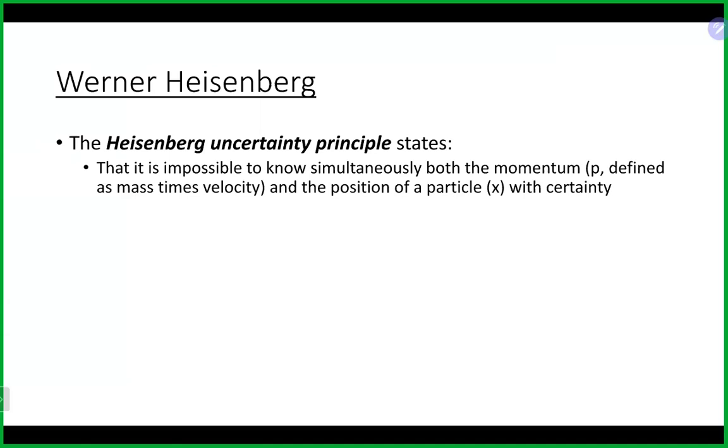The next major development that moved us away from Bohr's model of the atom was one done by Heisenberg and the Heisenberg uncertainty principle. And the Heisenberg uncertainty principle basically states that it's impossible to know at the same time how a particle is moving and its exact location. There's an uncertainty in that.